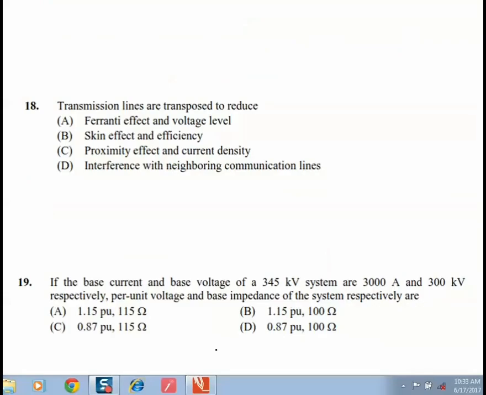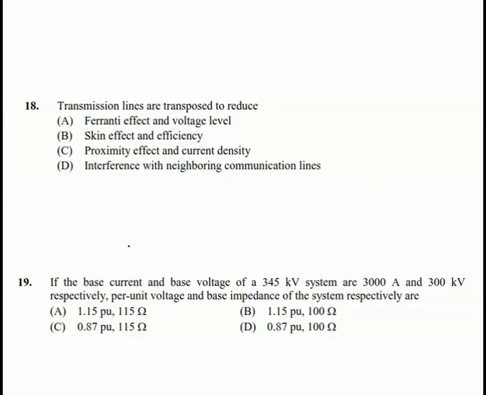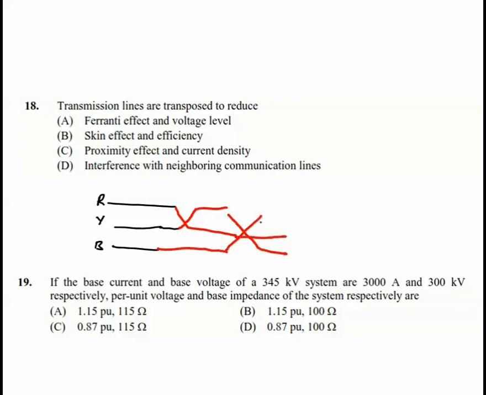And the next question, the transmission lines are transposed to reduce. Normally the ideal configuration is like this. The transmission lines are kept in this configuration. So R, Y and B. They are normally transposed, means like this manner, like this, and they will interchange like this. Okay, so in this manner they will transpose.